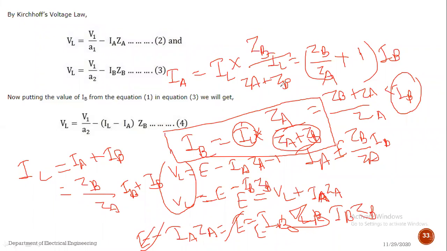आपण याच्यावरून current share by transformer calculate करू शकतो, that is IL into ZB divided by ZA plus ZB. Load share by transformer A and load share by transformer B is equal to load current IL into impedance of opposite transformer divided by sum of impedance of both the transformers. दोन्ही ट्रान्सफॉर्मरच्या इम्पिडन्सची सम. Okay, so according to this we are able to calculate the load sharing.